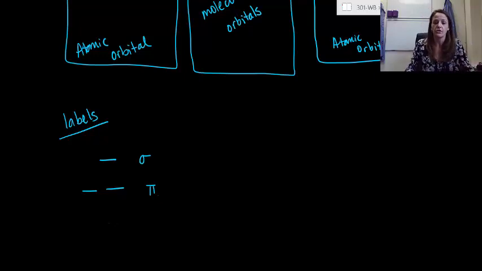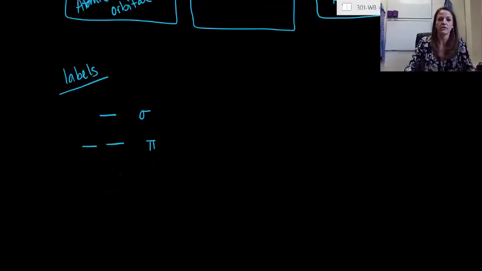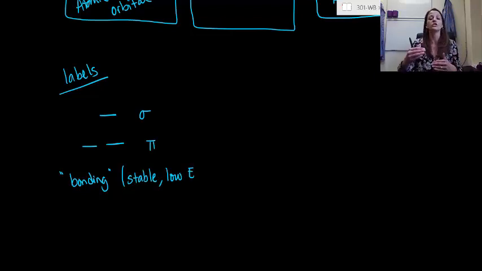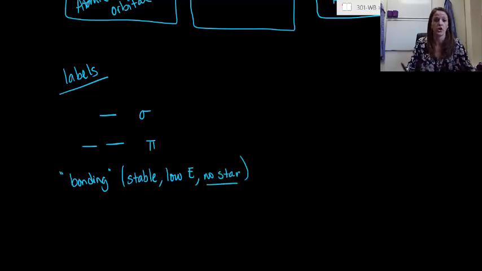The second thing you need to be thinking about is what these stars mean. If you ever see something that's considered a bonding orbital, bonding orbital means that you have something that is very, very stable, or it stabilizes your molecule. It is lower in energy than the original atomic orbital, and therefore we mark it with no star. That's the most important thing, no star.